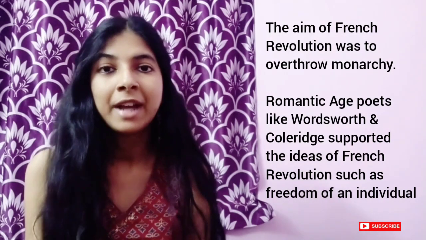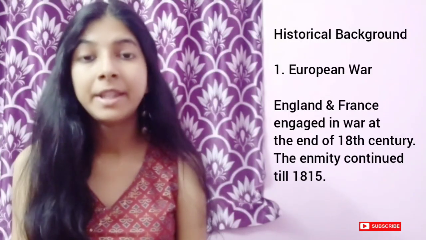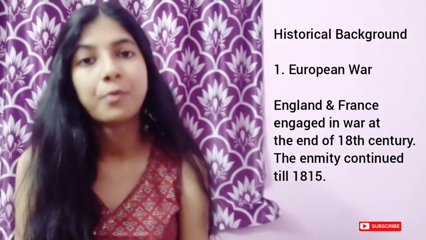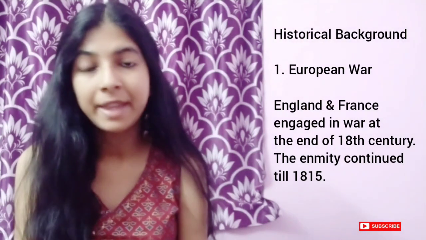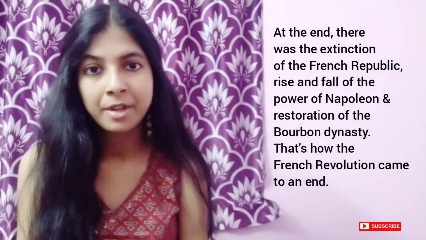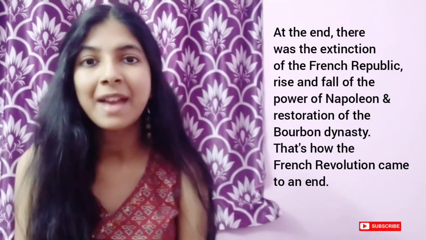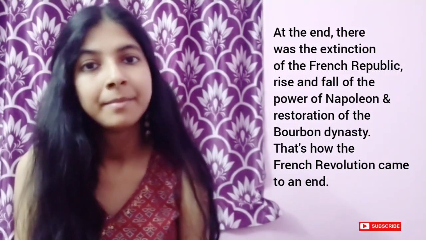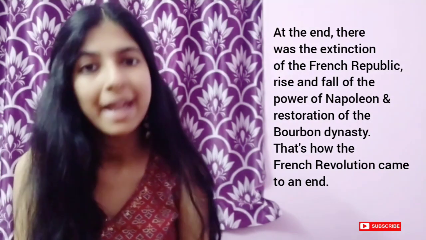Now let's take a look at the historical background of the Romantic Age. Number 1. The European War. At the end of the 18th century, England and France engaged in open warfare. The enmity between them continued till 1815, at the end of which there was the extinction of the French Republic, the rise and fall of the power of Napoleon, and restoration of the Bourbon dynasty. So that is how French Revolution came to an end.